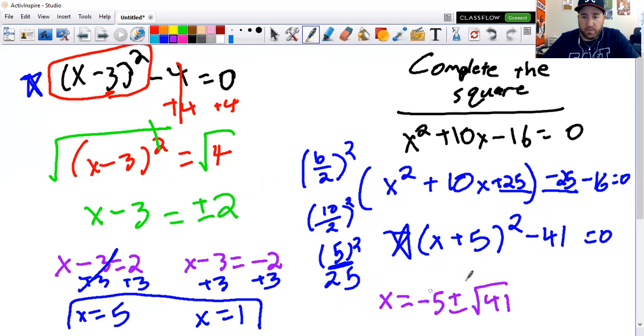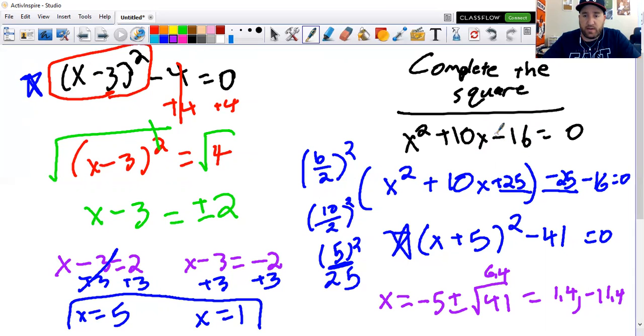Normally, we've been leaving our answers like this, but when you go to look at this on a graph, it's going to be a decimal. So the square root of 41 is actually about 6.4. So I do negative 5 plus 6.4, it's 1.4. Negative 5 minus 6.4 is negative 11.4. So I have our solutions, which are also x-intercepts.